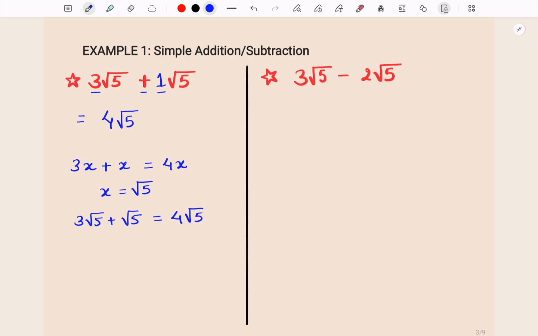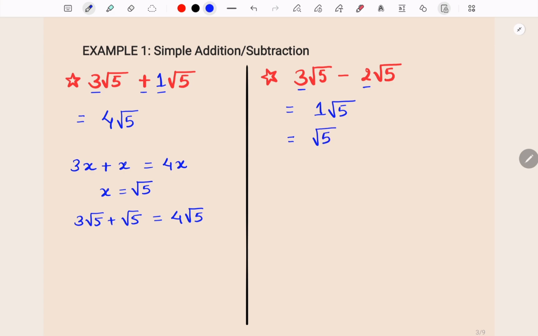Let's solve another question. We have 3 root 5 minus 2 root 5. Again, remember that here we only need to operate on the coefficients. So we need to subtract here. So 3 the coefficient and 2 the second coefficient. We need to subtract these coefficients. So 3 minus 2 is 1, and then the third part, that is root 5. So 1 root 5 is simply root 5.